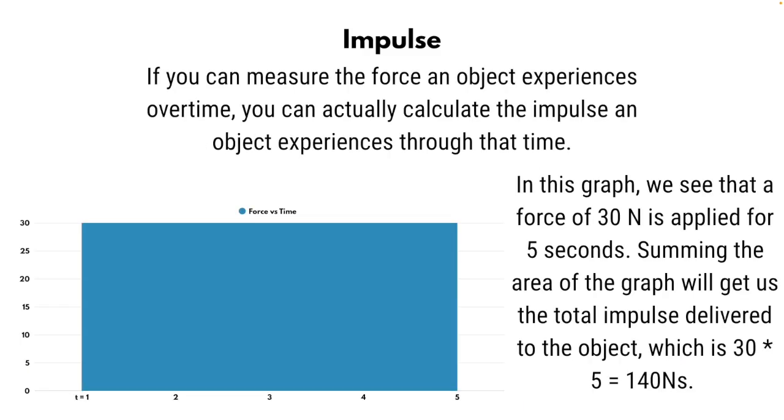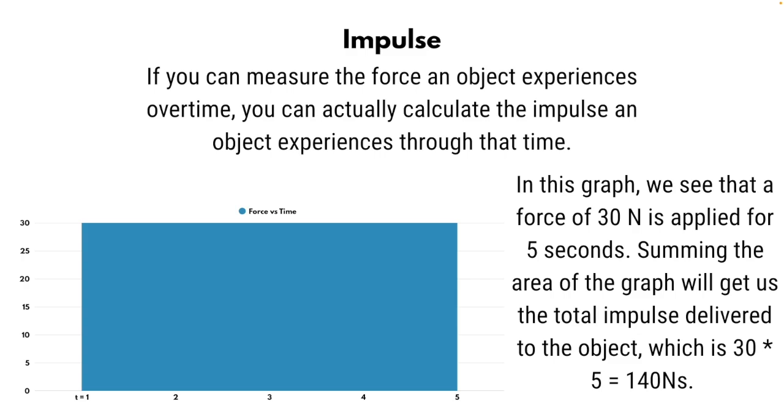If you can measure the force an object experiences over time, you can calculate the impulse an object experiences through that time. In this graph, we see that a force of 30 newtons is applied for 5 seconds. Summing the area of the graph will get us the total impulse delivered to the object, which is 30 times 5, equal to 140 newtons per second. Area under the curve. It's cool. It's an application of calculus, actually.